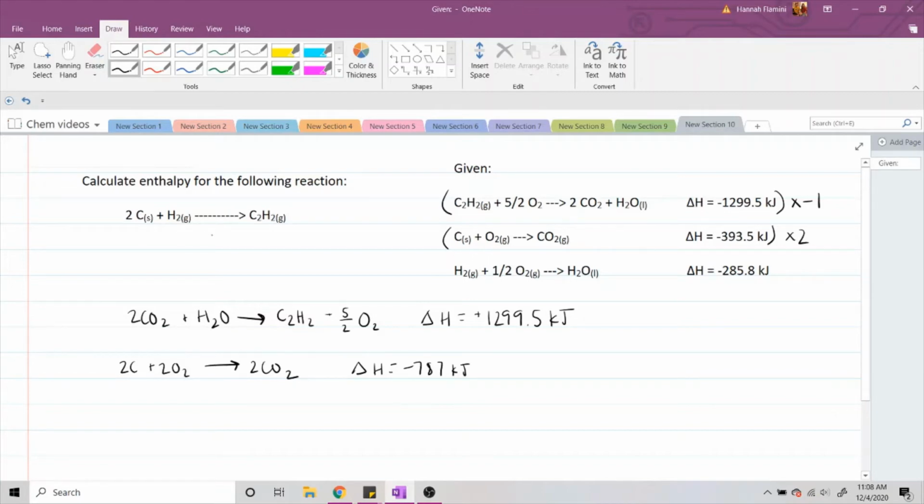And then for our last equation, we have H2 on the reactant side, which is also where it is in this equation. And it doesn't really look like we need to do anything else. So I'm just going to rewrite this equation down here, and then we'll see if we need to modify anything. And then this delta H value is just the same as it is up there.